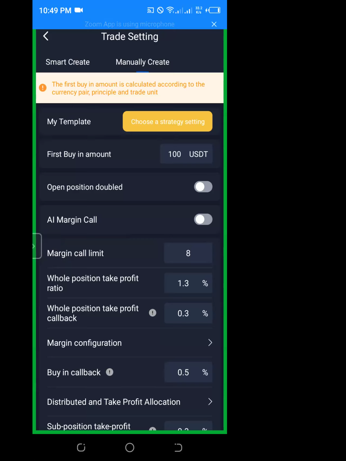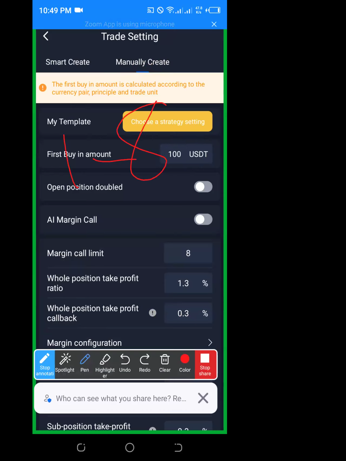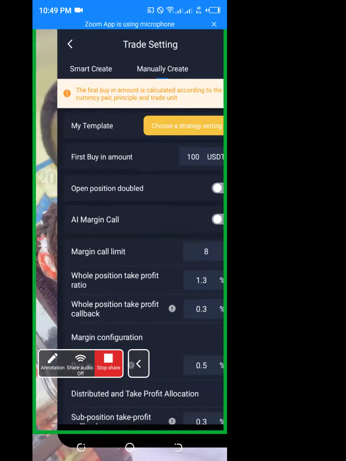Remember now, we are setting margin calls from 1 to 8. But how much will be able to invest in each and every margin call from the first to the 8th call? Who is not understanding?